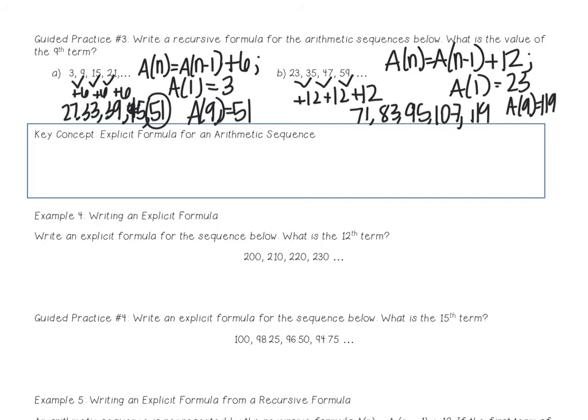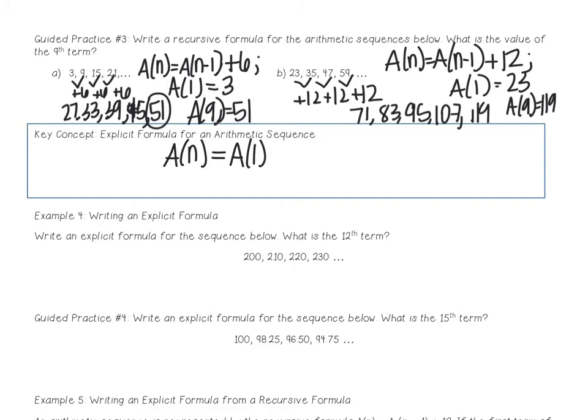Next, we're going to do another type of formula for an arithmetic sequence, and this is an explicit formula. This formula is helpful when you want to go directly to a certain term instead of having to go term by term until we get to the 9th term. So if they ask you for the 45th term or something, you don't want to do that. So you're going to use the explicit formula, and there's kind of a little pattern you follow.